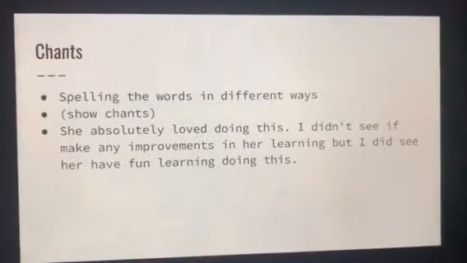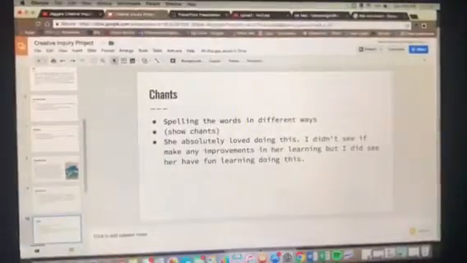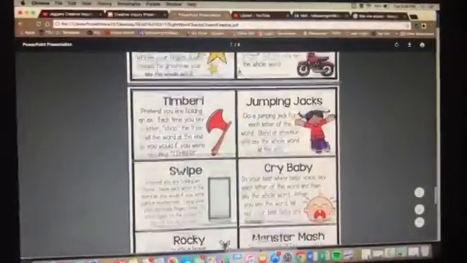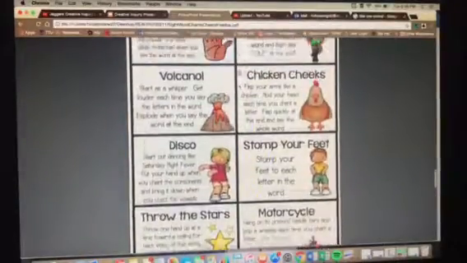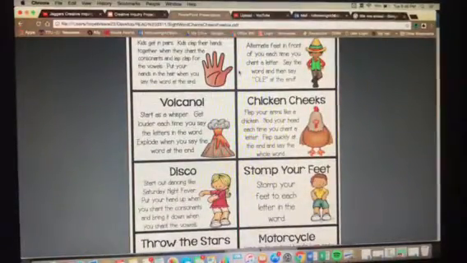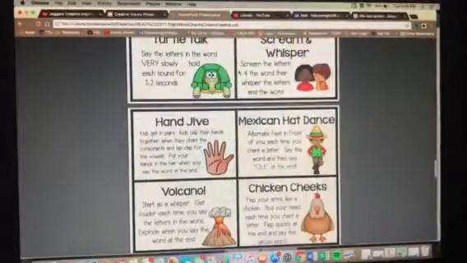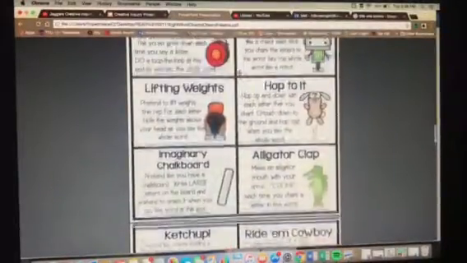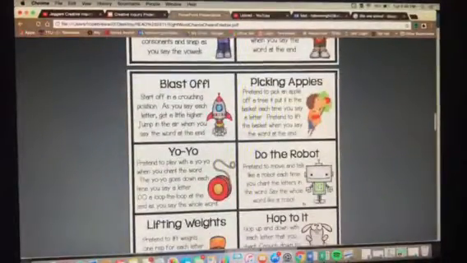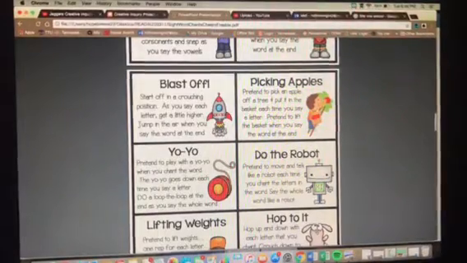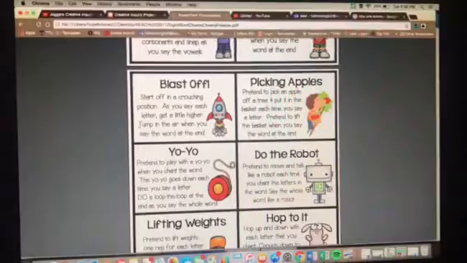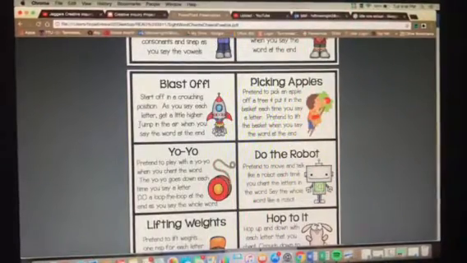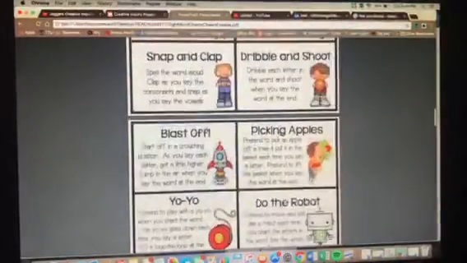Some of the chants that we did, I'll show you. Got it right here. So I would let her pick which one she wanted to do. She really loved the do the robot. So you pretend to move and talk like a robot each time you chant the letter, and when you say the whole entire word when you get done, and she just really loved that.